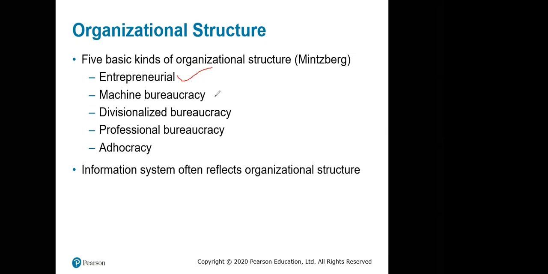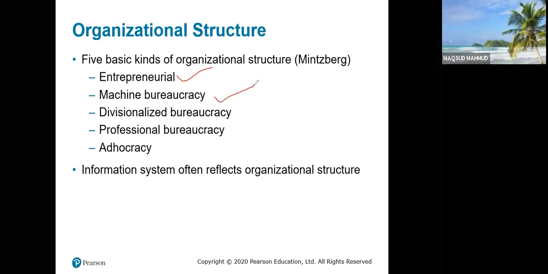Second is called machine bureaucracy. Machine bureaucracy means the office is managed by different machines, or by different computers, so we call it a machine bureaucracy. The third one is called divisionalized bureaucracies. So there are some units in a bureaucracy or in offices. Bureaucracy means, bureau means office. Like we call it office.